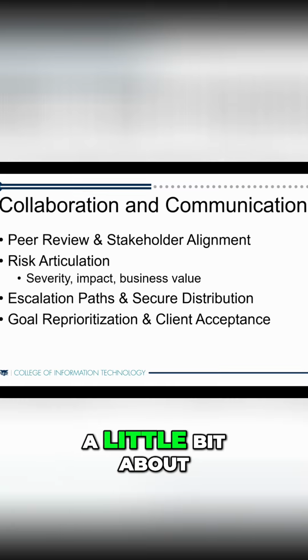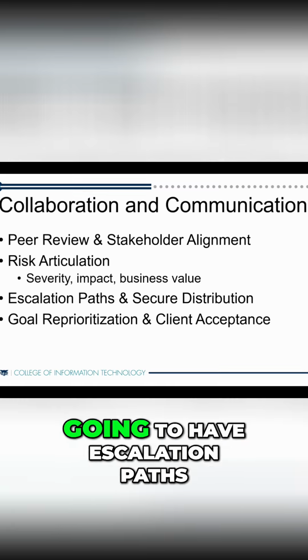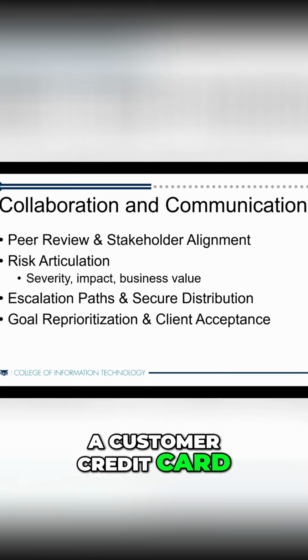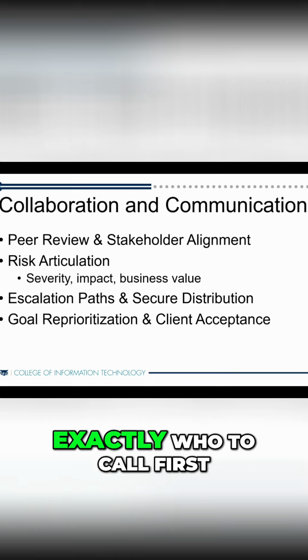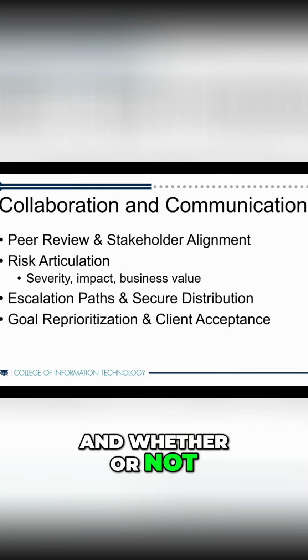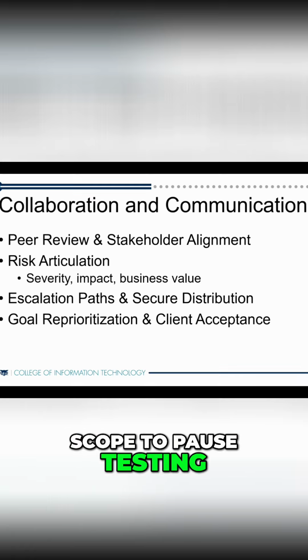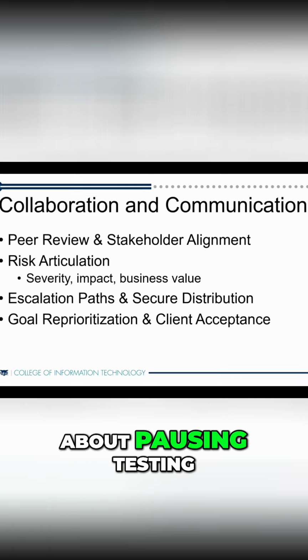Now, we also talked a little bit about who you contact when something goes clearly wrong. And so you're also going to have escalation paths. So if you find customer credit card data exposed on an open public server, you need to know exactly who to call first and whether or not it is within the scope to pause testing to look at that in more detail. And this exam is going to often ask about pausing testing.